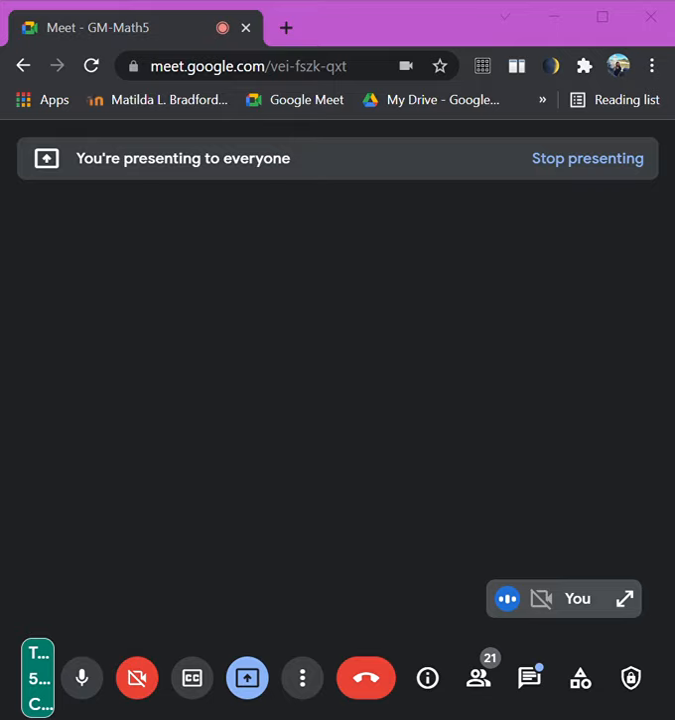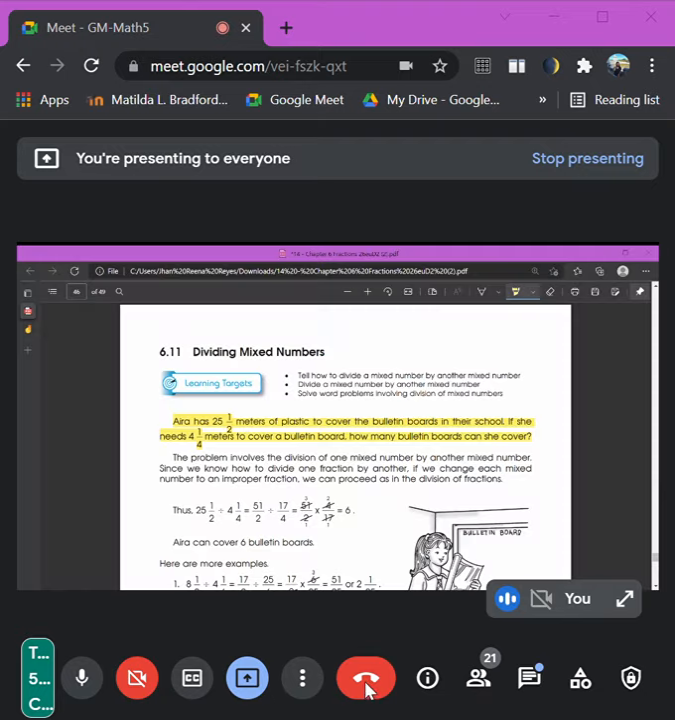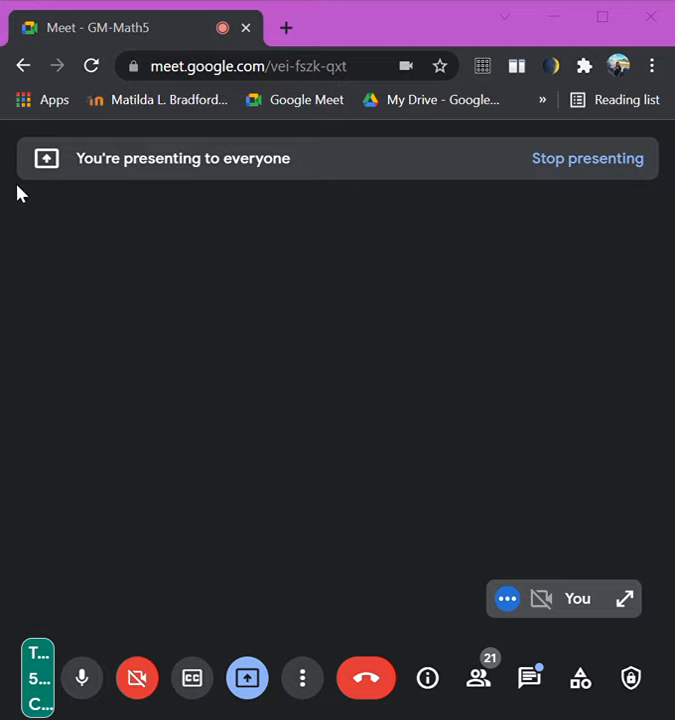So now naa tay 25 and 1/2 and then ang bulletin board kay nag-measure man siya og 4 and 1/4. So pila ka buok bulletin boards iyang makaveran ani within 25 and 1/2? So what is the operation that we're going to use? Unsa atong operation gamiton?